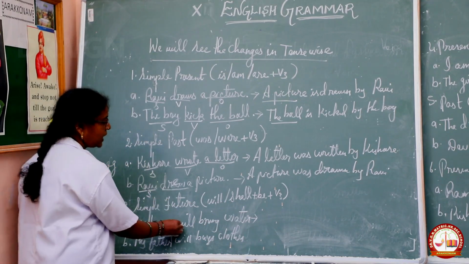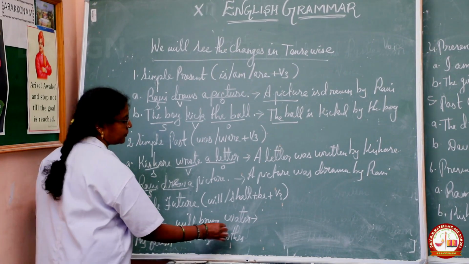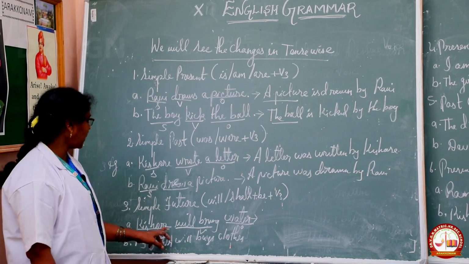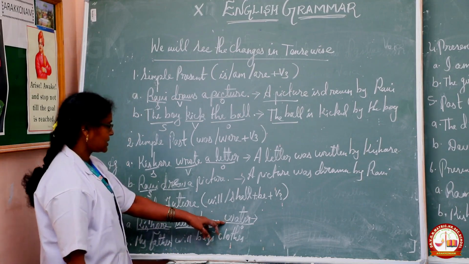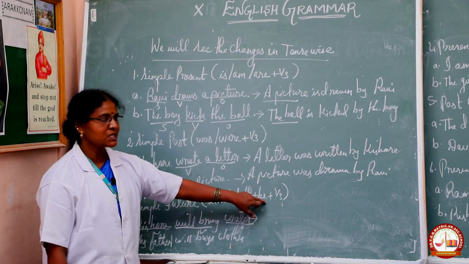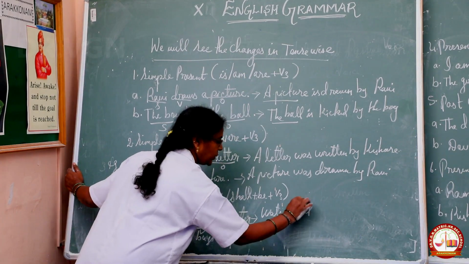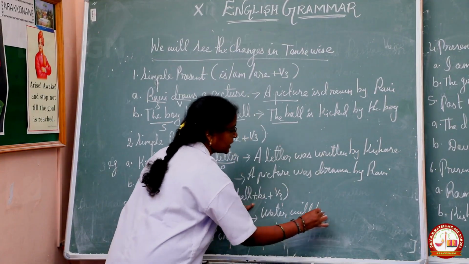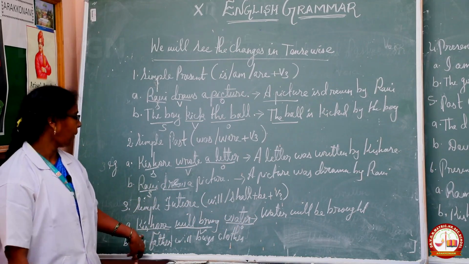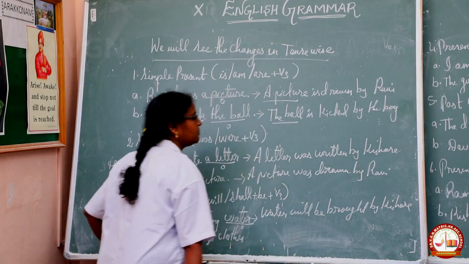So, Kishore will bring water. Here Kishore is the subject, will bring is the verb, water is the object. This is in simple future tense. You must change into passive voice. So what is the format of the passive voice? Here you have will / shall plus be plus V3. So what is the answer? Water will be brought by Kishore. So this is the simple future tense.